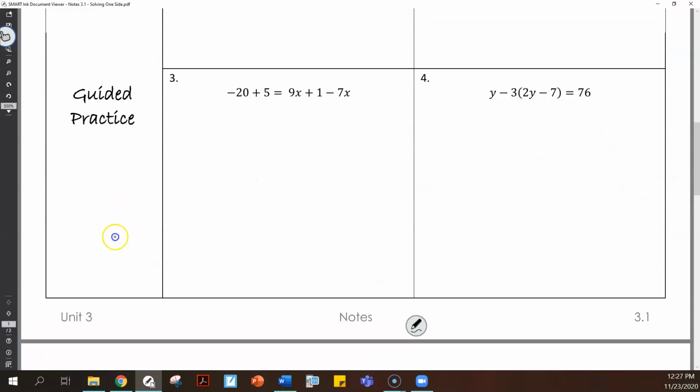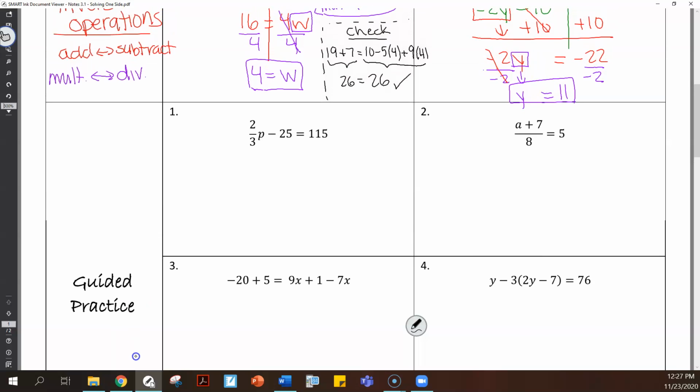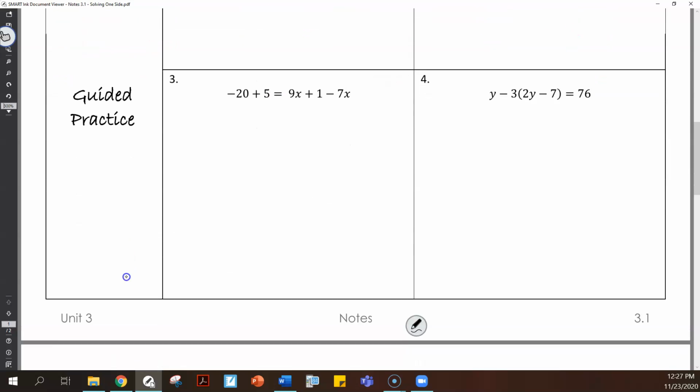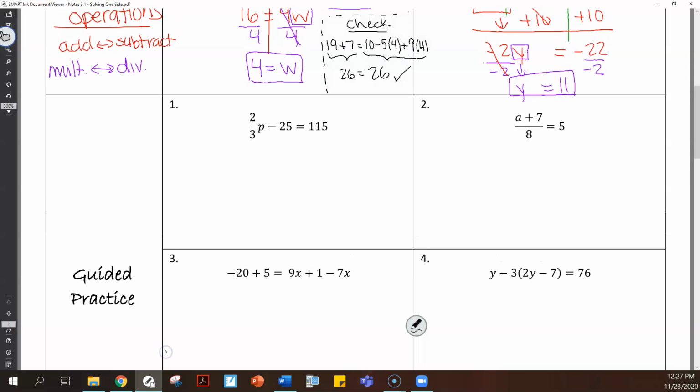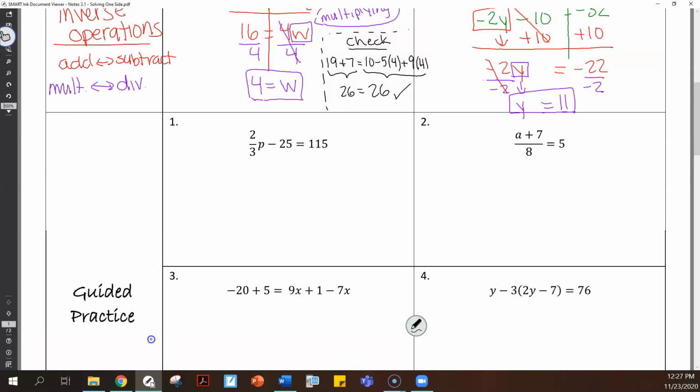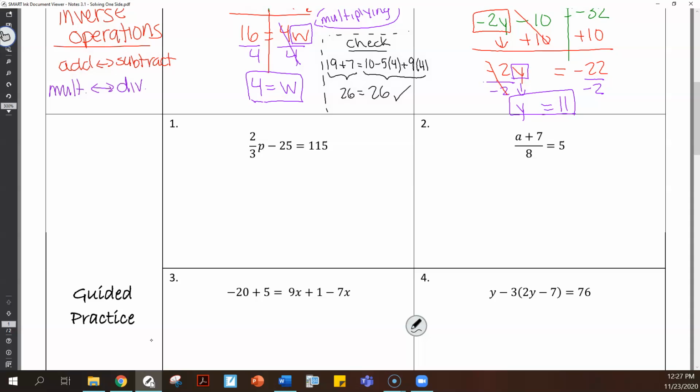Now we're going to do some guided practice. I'm going to show you a couple more examples really quickly, and then I'm going to let you do some of this practice on your own. So I'm going to do 1 and 2 and 3 and 4, and then I'm going to let you do some practice.